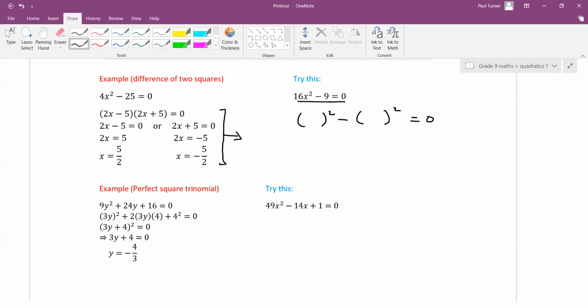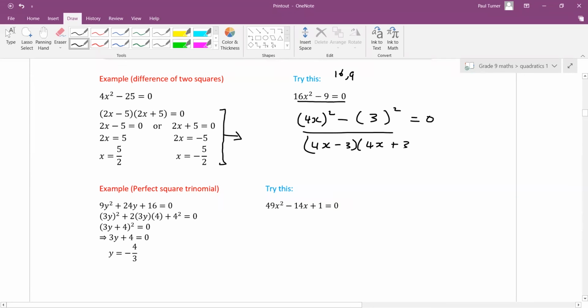Okay, so for this question, if you're waiting for me, 16x squared, we would make that 4x all squared, wouldn't we? 4x all squared minus 9, which is 3 squared. The first thing you could have looked for is common factors between 16 and 9, but there's no common factor here. So we will write this line first. So a squared minus b squared is a minus b, a plus b, using our rule for difference of squares.